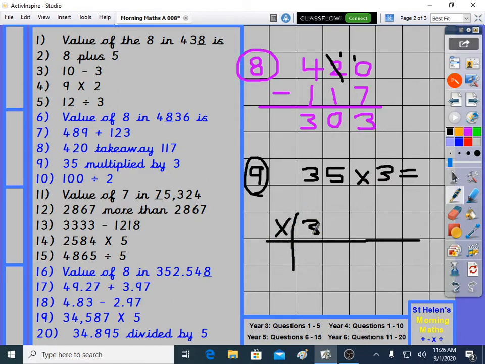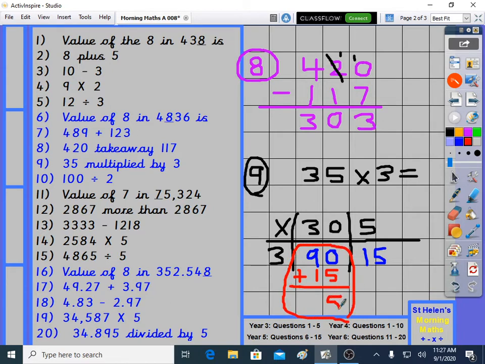Grid. 35 gets smashed up into 30 and 5, or partitioned into 30 and 5. Multiply it by 3. 3 times 3 is, let's do this in blue. 3 times 3 is 9. Place a 0. 3 times 5 is 15. So we've got 90 and 15. 2 answers which we have to put together. This is a sneaky little quick way of adding them. If I just put the plus 15 under the 90, if you know what I'm doing, I'm just saving myself a bit of time by doing my addition here. And I get 105. I thought it was 105 when I did it in my head, so I'm happy.